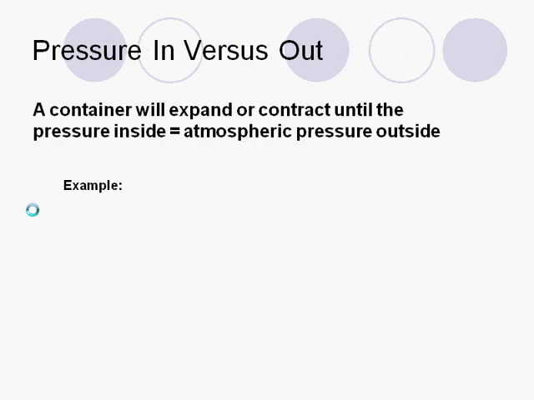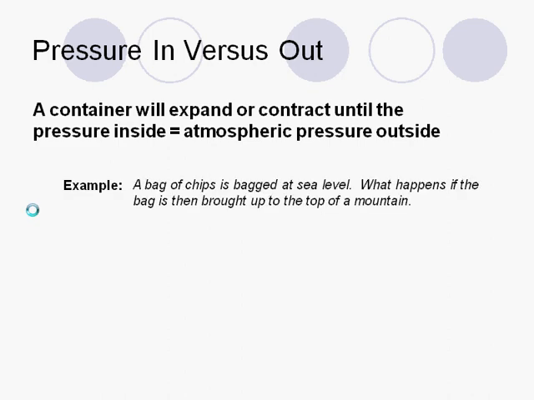So what happens when we have a container? A container either is going to expand or contract until the pressure inside and outside that container is equal. The pressure outside the container is the atmospheric pressure. So here's an example. We have a bag of chips. Everybody knows that when a bag of chips is sealed, you can see that there's air inside of it. So what happens if you take that bag of chips that's made at sea level and then take it to the top of the mountain?